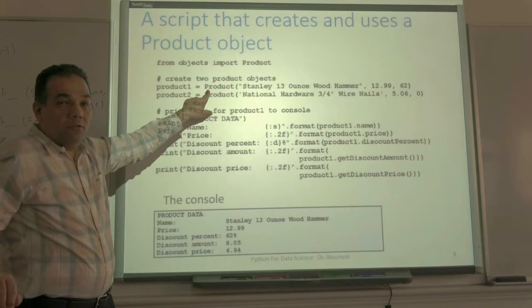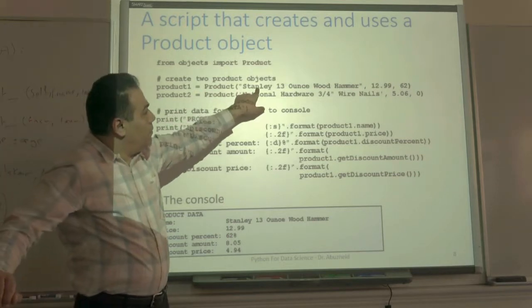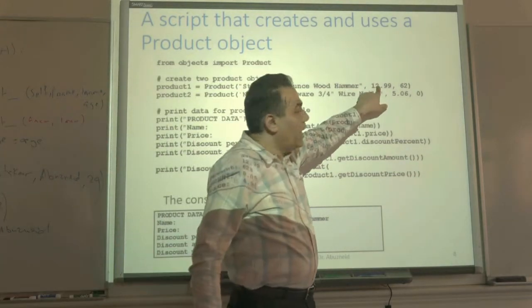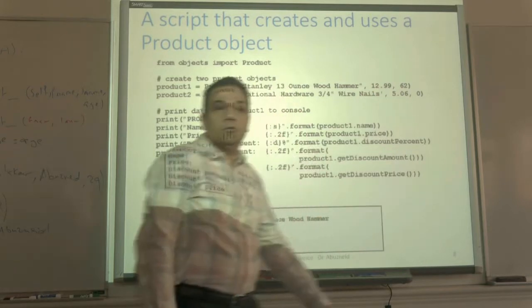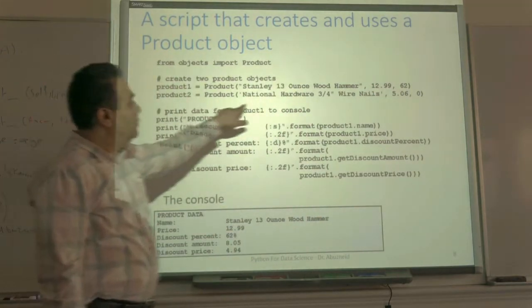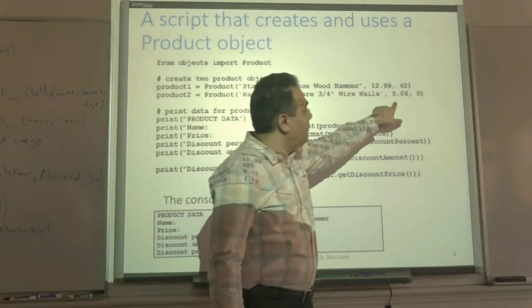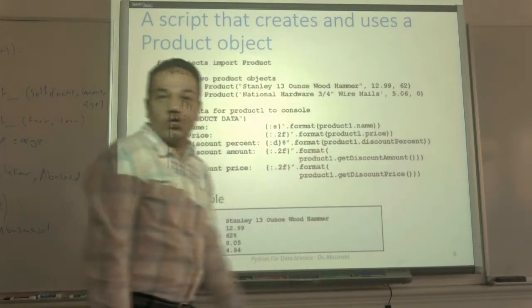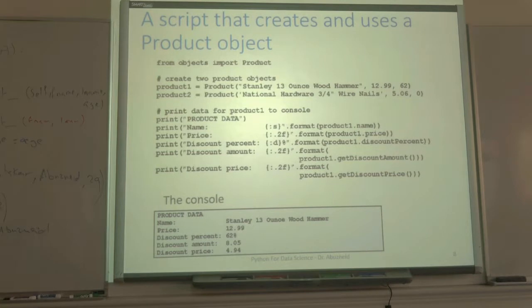Product. Okay. The product name, the price, the discount percentage. Second product. Price, name, discount amount, and the discount percentage, which is 0. There is no discount. All right.